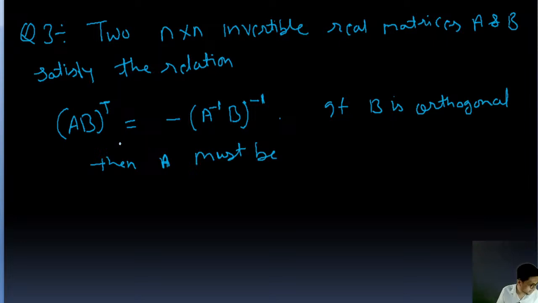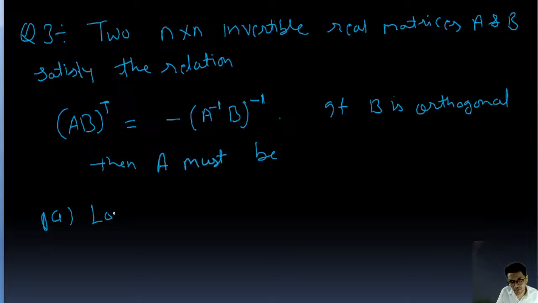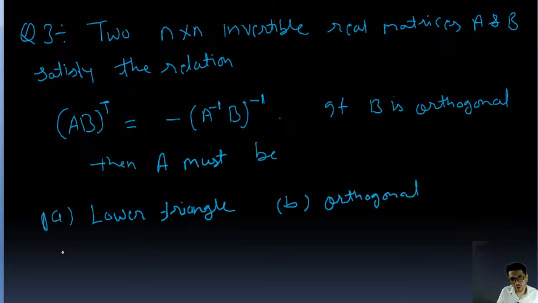options are given. Okay, A must be: option A is lower triangular, option B is orthogonal, option C is symmetric, and option D is antisymmetric.